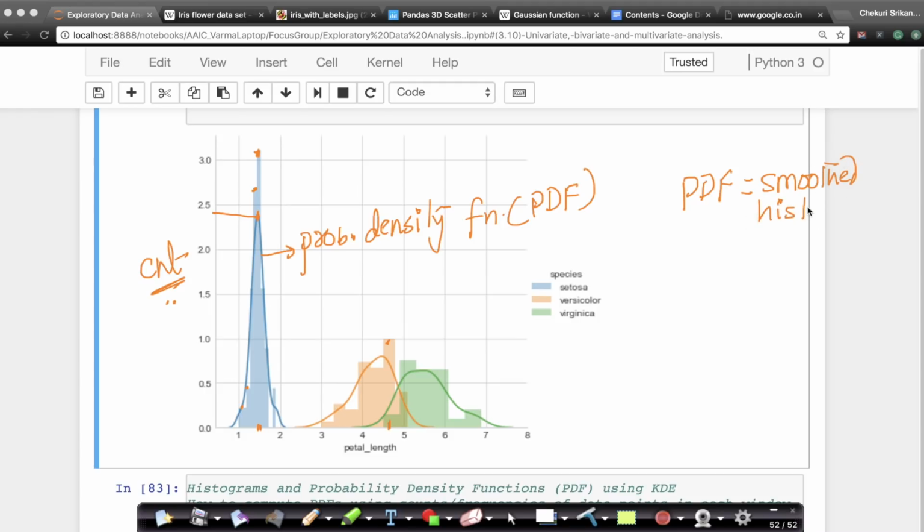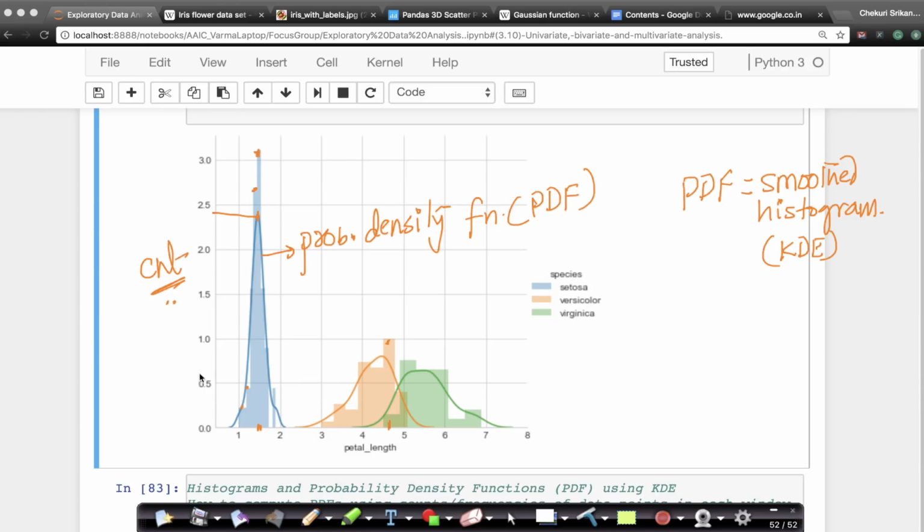A smoothed histogram, right? Now, how do we smooth it? There is something called kernel density estimation that we will learn slowly as we go on, when we learn about Gaussian distribution and things like that. For now, just remember that PDF is nothing but a smoothed form of your histogram. We understand what histograms are, right?